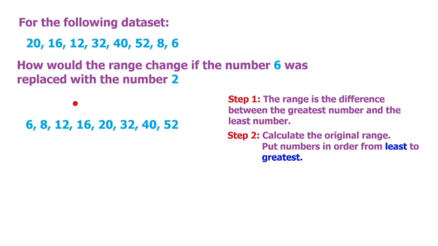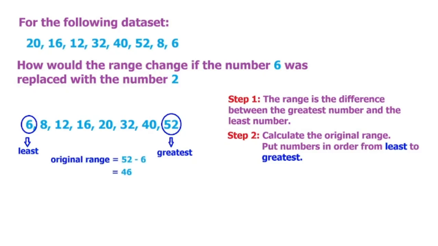When you do that, once you're done, to know that you've done it correctly, just count the number of numbers you have. So 1, 2, 3, 4, 5, 6, 7, 8. I have 8 here. So I know I didn't miss a number. Now let's point out what the least is, and this is the greatest. Now we just subtract. The original range is 52 minus 6, which is 46.